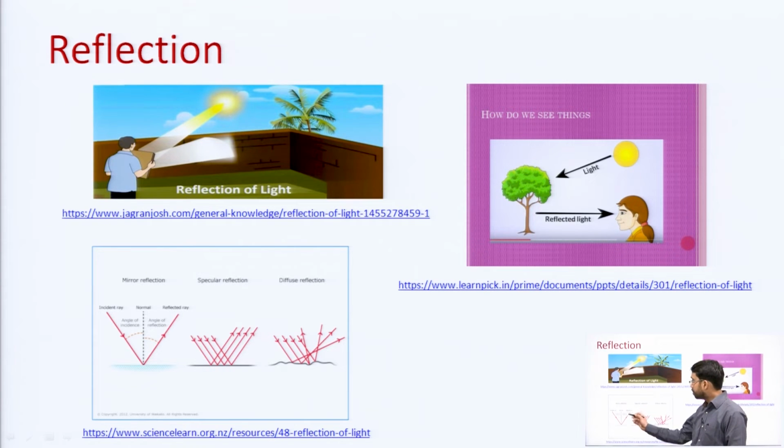There are certain examples of reflection from a smooth surface, and this is diffuse reflection because the surface is not smooth. Fine.